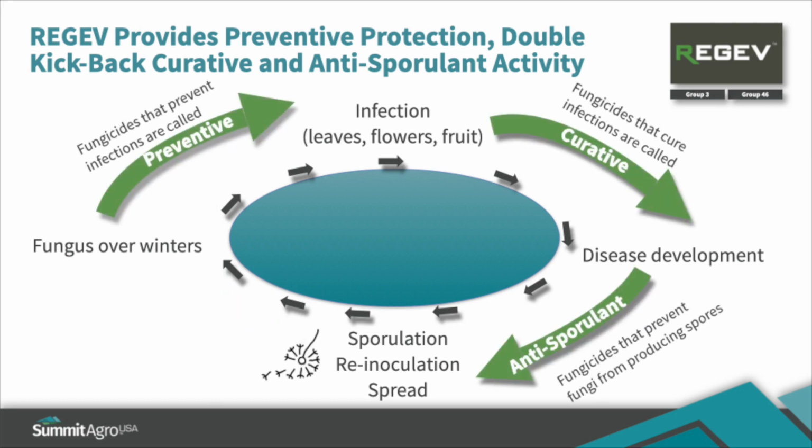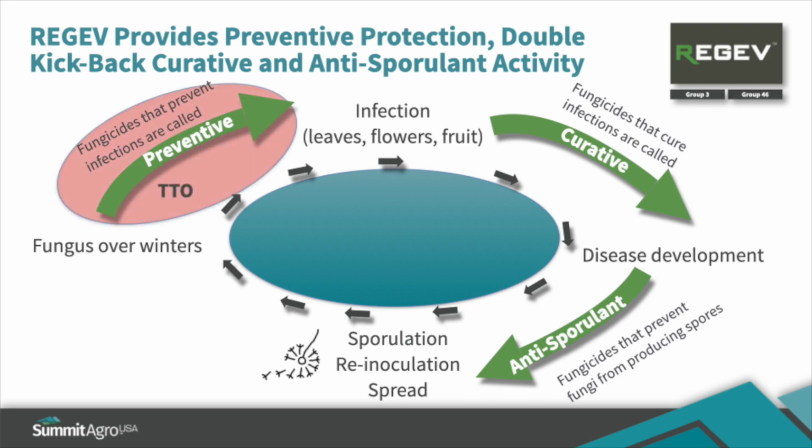Fungicides are considered preventive if they work early and prevent infections from occurring. Some fungicides are curative and only work after infections have begun. A good example here are triazoles like difenoconazole. Very few fungicides provide antisporulant activity.